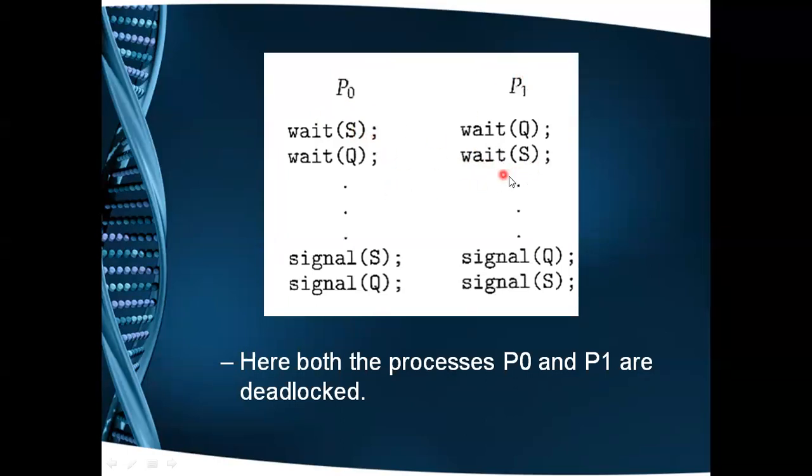So both processes will wait for a long time until the operations signal of S and signal of Q are executed. But these two never execute because both are blocked in the second line itself. These two processes will wait for a long time. That long waiting will lead to deadlock.